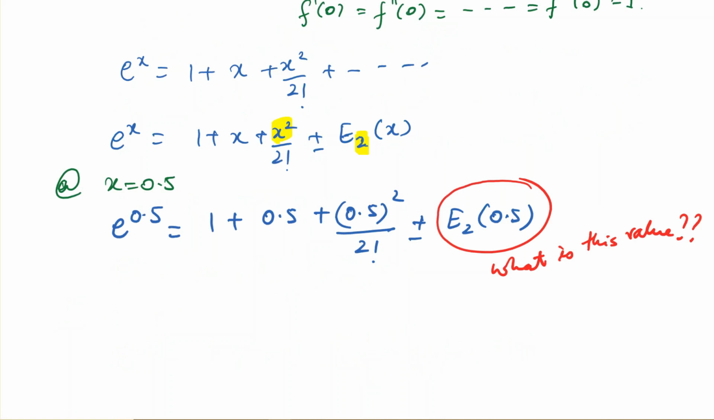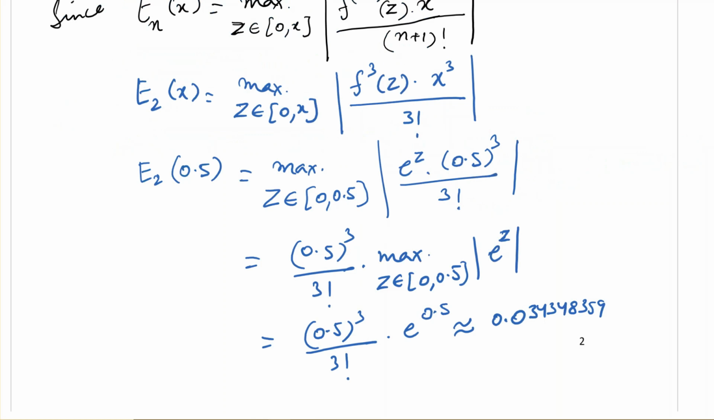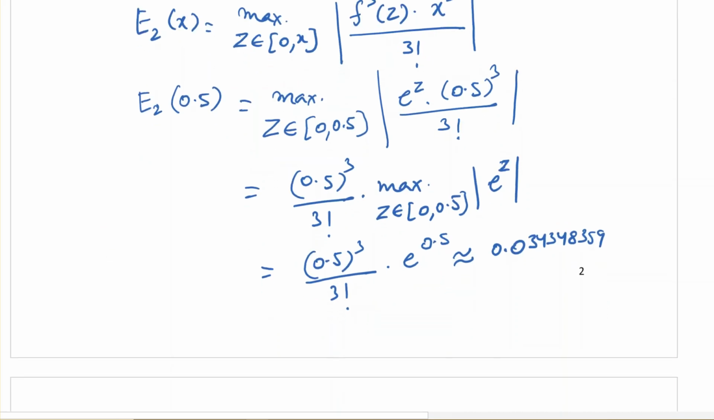So what is E2 at 0.5? We start with our error formula, and since we need E2 at 0.5, we put n equals 2 and x equals 0.5. The third derivative of our exponential function is e raised to power x, and since we want it at an unknown location z, we write e raised to power z. After plugging in all the values, 0.5 raised to power 3 over 3 factorial comes out, and we find the maximum value of e raised to power z over the interval 0 to 0.5. Since it's an increasing function, the maximum value occurs at 0.5. So in the end, we get approximately 0.034348359 as our bound on error.